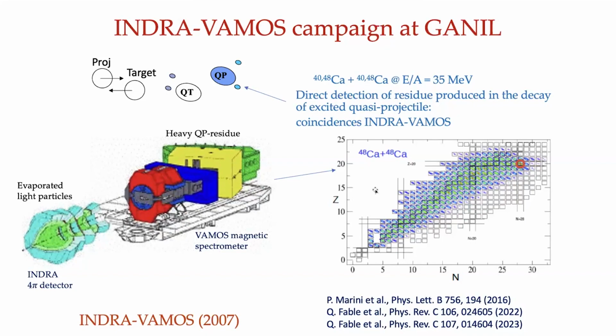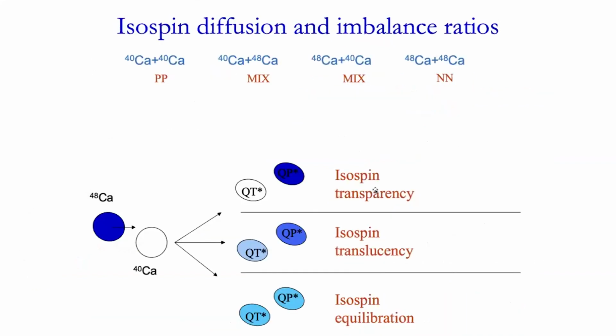So here are all the nuclei that we can produce in one of these collisions, detected by this VAMOS magnetic spectrometer. You can see that there is a large number of nuclei, all of them produced by simply a peripheral reaction of calcium-48 on another calcium-48 nucleus. So we can measure them and construct our observables. And what we do is to use the so-called isospin diffusion and the imbalance ratios. Imbalance ratios are defined as I'm going to show you now.